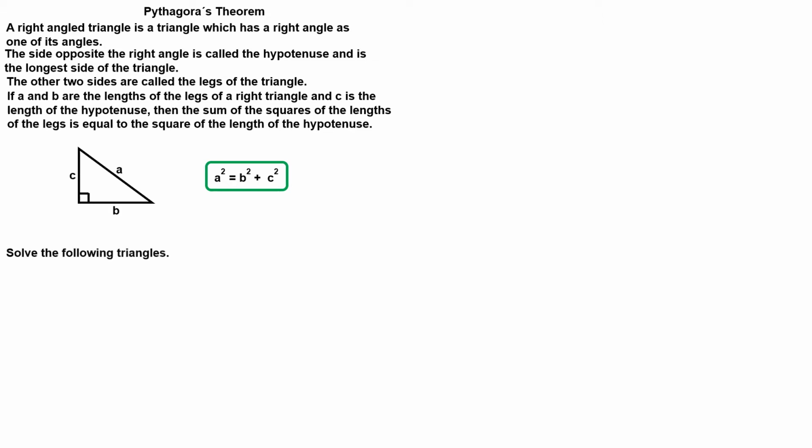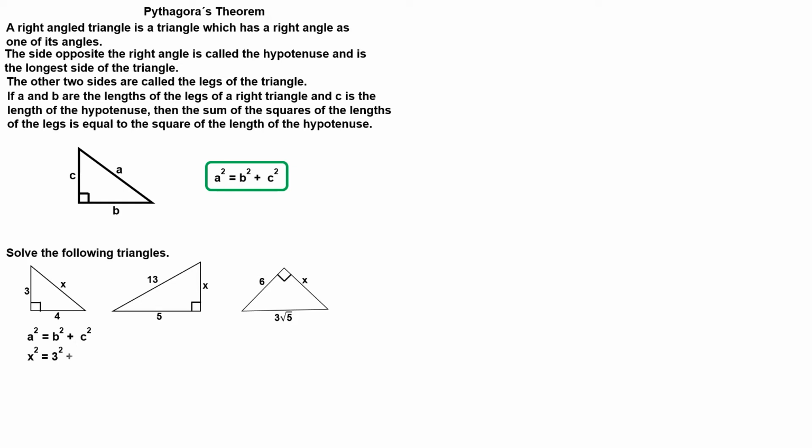Solve the following triangles. The term solving the triangle means find the unknown side. Take the Pythagorean theorem, change the values of the legs, find the square root of both sides. Reject minus 5 as length must be positive.